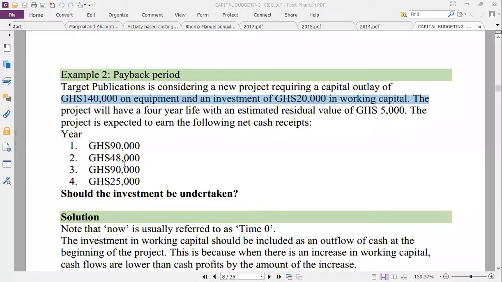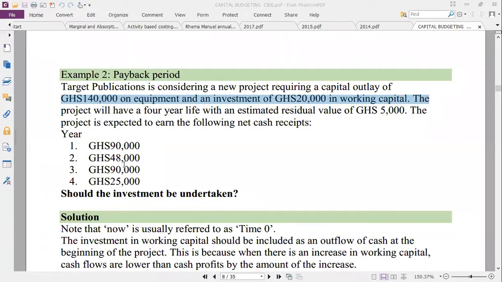Let's go to year one cash flow. So year one, the cash flow is 90,000. Year one, 90,000. Year two is 48,000. Year three is what? 90,000. Then year four is 25,000.